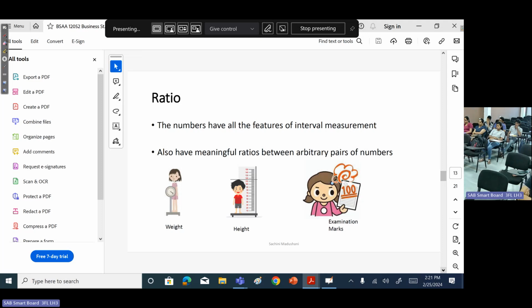Okay, then if the question asks directly what is your monthly income, what is your monthly expenditure, what is your age, and gives a blank, then I have to collect individual observations, so it falls into the ratio scale. Understood? Clear? And these are the 4 levels of measurement.